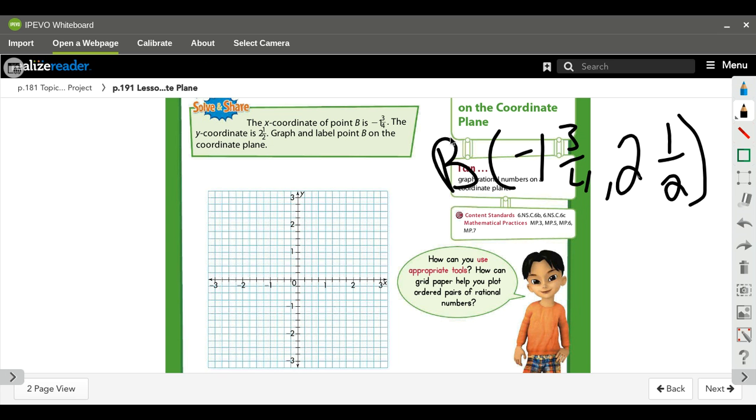So I identify the quadrant that it's going to be in. If I have a negative x and a positive y, I'm going to be in quadrant 2. So I'm going to go ahead and graph my point where it needs to go.